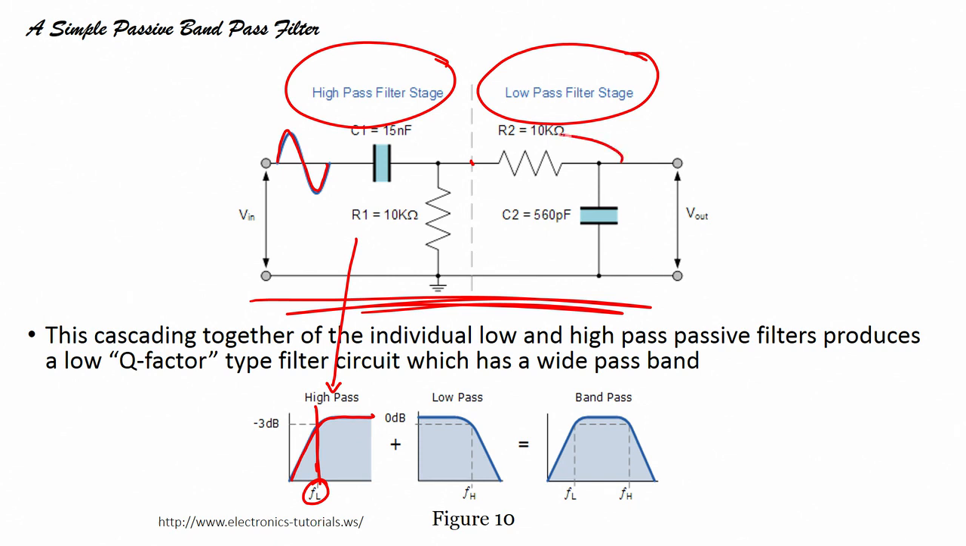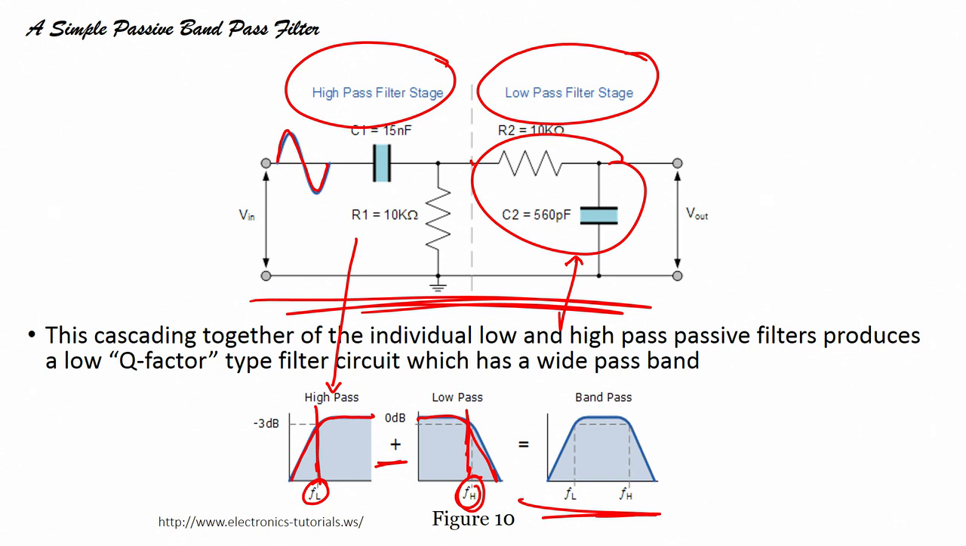In case of a low pass filter, there will be a band of frequencies that will pass below this FH, that means this particular band. So, if I merge both, if I cascade both, what will I have? I have my band pass filter.